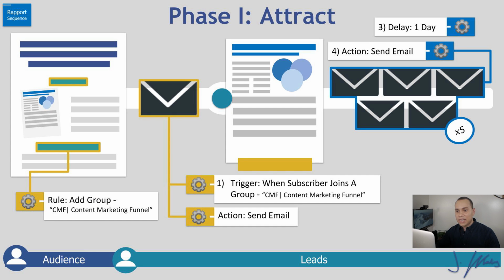So going back to our diagram here, what we've done so far, we've created our squeeze page. We've created that initial rule that says anyone who enters their name and email on the squeeze page, put them in this group. And then we just created the automation that says when they're added to that group, we're going to send out our email that has our lead magnet in it. And then we just finished building our rapport sequence.